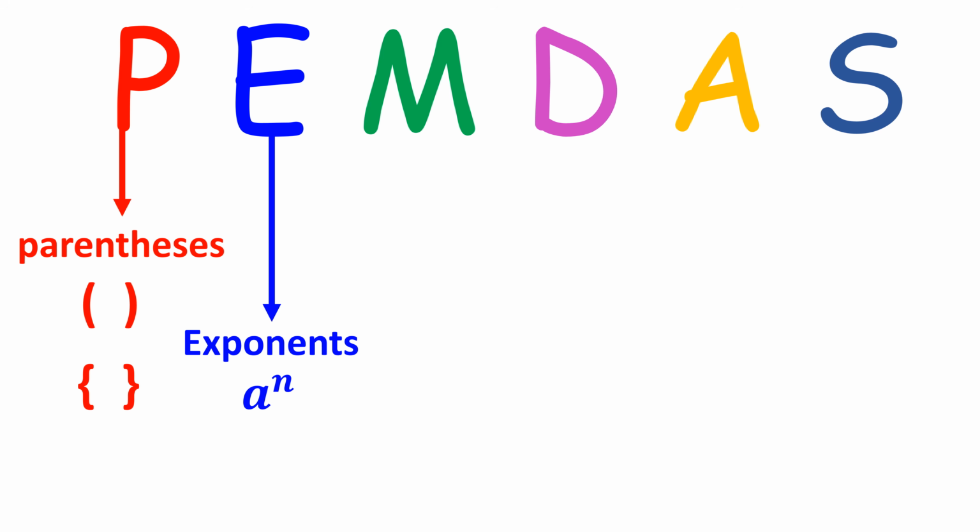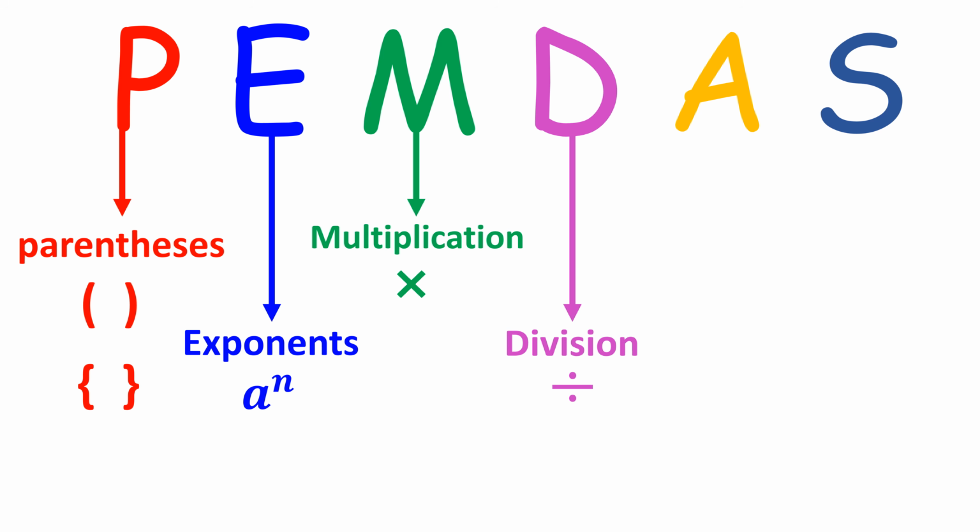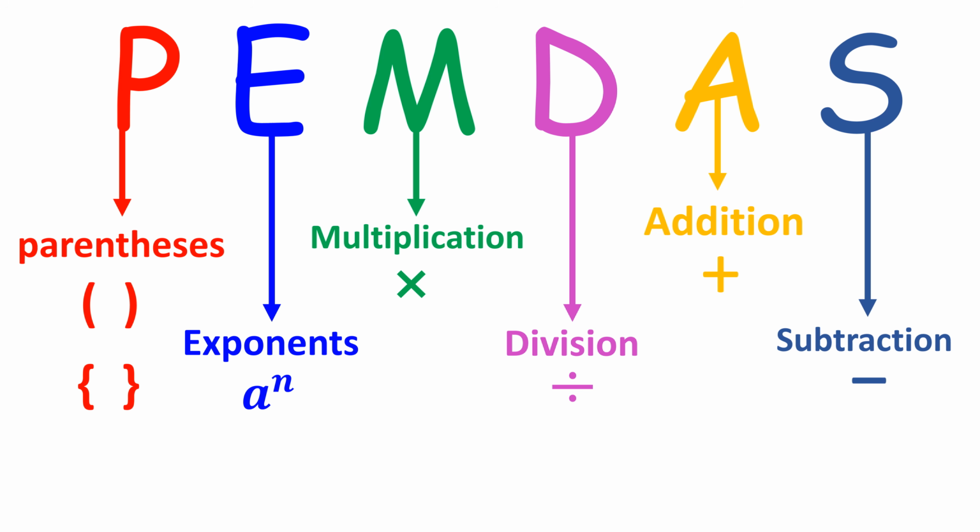The rule that comes to our aid here is the PEMDAS rule. PEMDAS is a simple way to remember the order of mathematical operations. The letter P stands for parentheses. The letter E stands for exponents. The letters M and D stand for multiplication and division. And finally, A and S stand for addition and subtraction. So in short, parentheses, exponents, multiplication and division, then addition and subtraction.